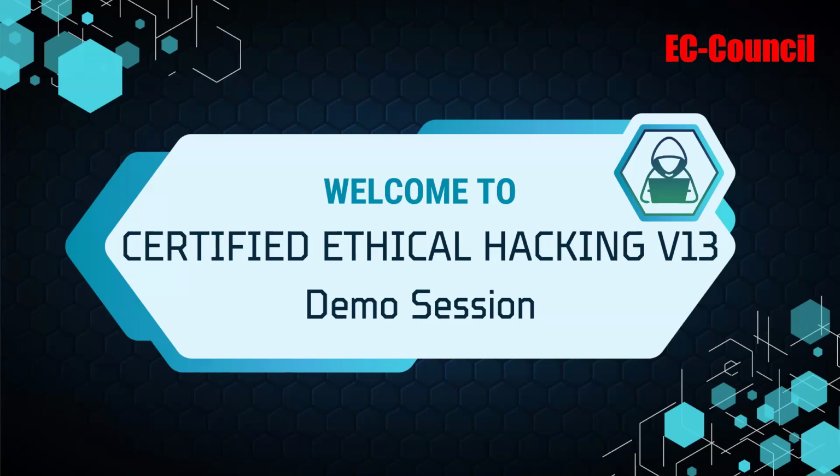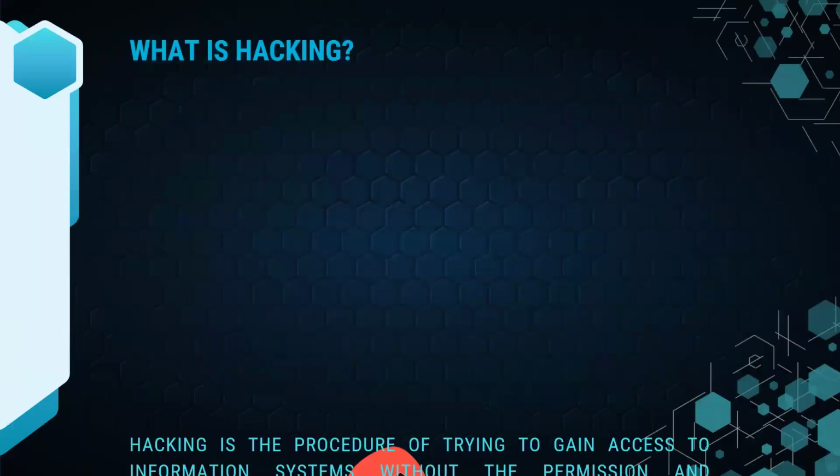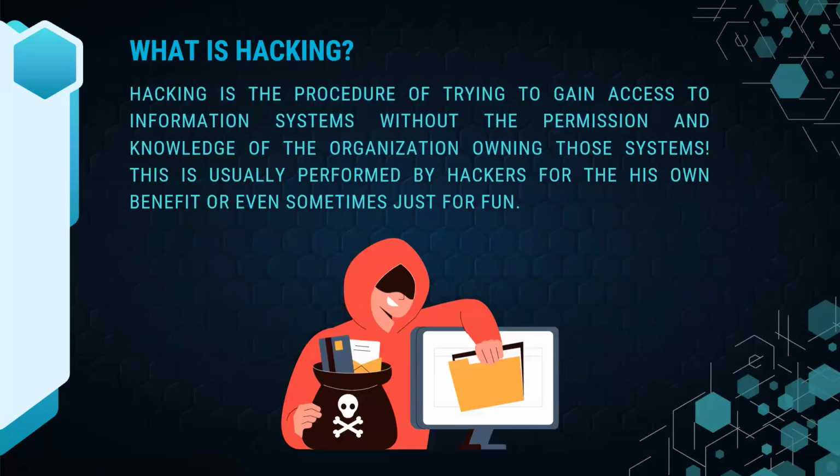Okay. So let's start the demo with the differentiation on what hacking is and what ethical hacking is, because a lot of students have a misconception that these are one and the same terminologies. So let's clarify on that first. When you talk about hacking, this is a procedure of trying to gain access to information systems. Now, what I mean by that phrase, gaining access to information systems, is if I were a hacker, let's say if I've hacked your phone or your laptop or your entire organization's cloud environment, it basically means I have complete control of those endpoints or those devices.